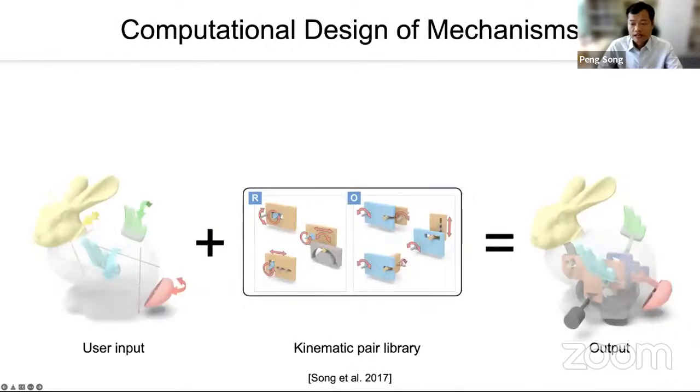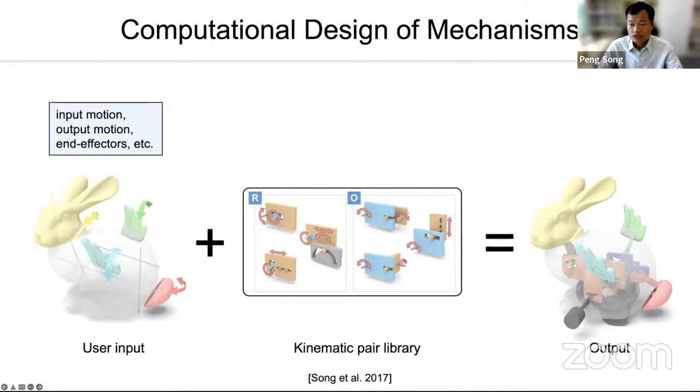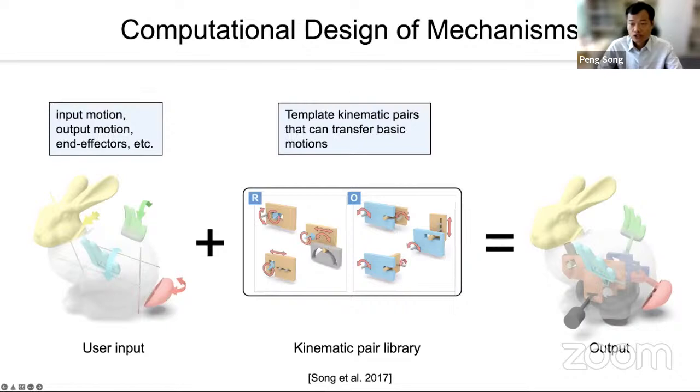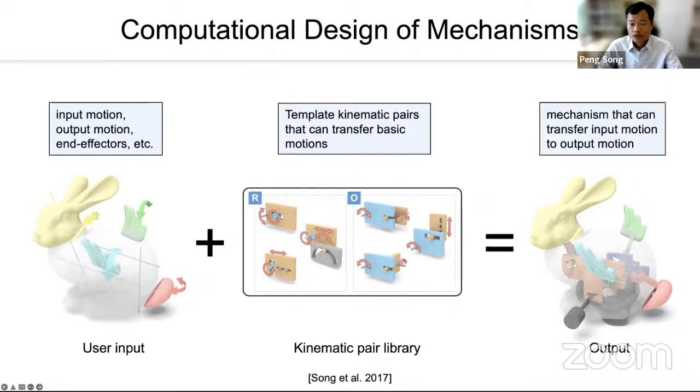In computational design of mechanisms, a mechanism is automatically generated and optimized to realize a user-specified motion transfer task. In particular, users can specify the input motion, the output motion, the effect shape, and so on. These computational methods model the geometry and the kinematics of a set of template kinematic pairs that can transfer basic motions. The computational methods automatically select and connect the template kinematic pairs to form a working mechanism that can transfer the input motion to the output motion.